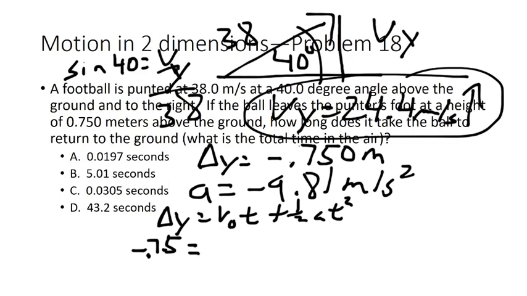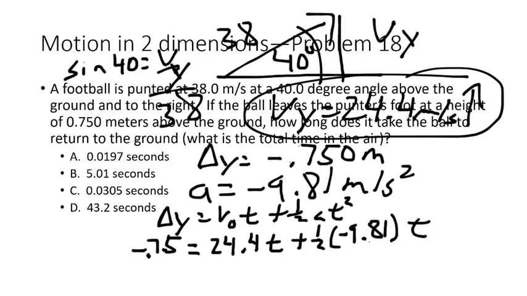Our v0 is going to be our initial vertical velocity, the vertical component of that velocity, which is 24.4, times t, plus 1/2 times a, acceleration due to gravity, times t squared. We're going to solve that and make it look a little bit more like a quadratic. So we're going to move the 0.75 over.